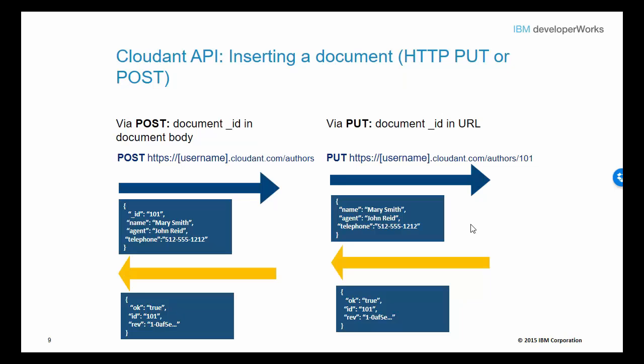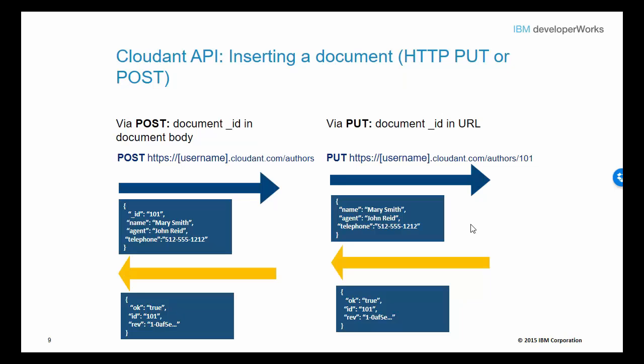Now let's look at inserting a document. There are 2 ways to do this. You can do this via a post operation or via a put operation. The key difference between these 2 approaches is that when using post, you need to put the document ID in the document body, whereas with put, the document ID must be in the URL.